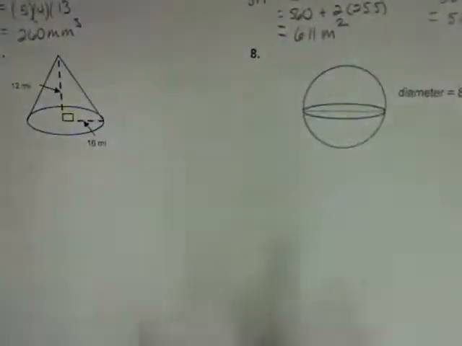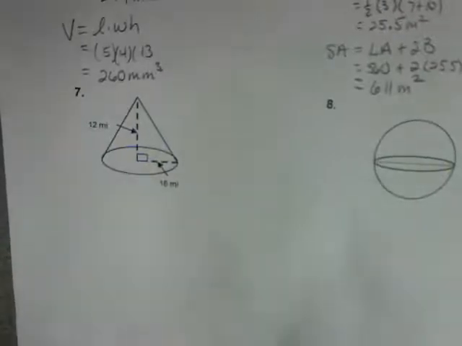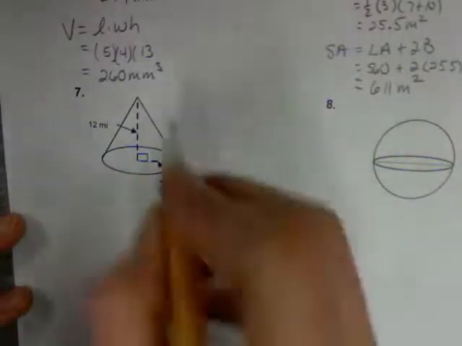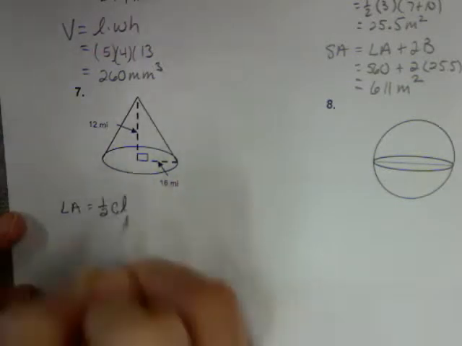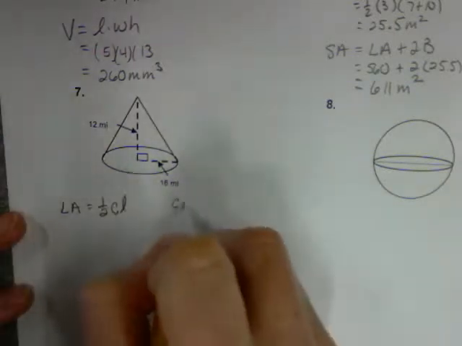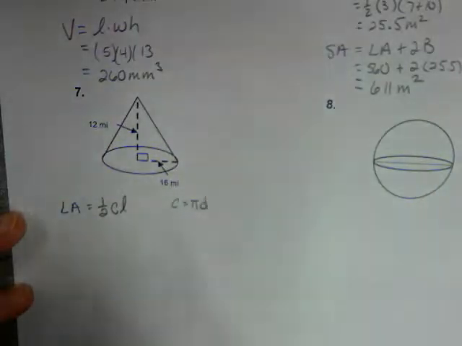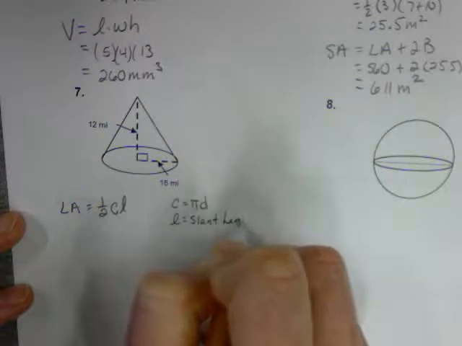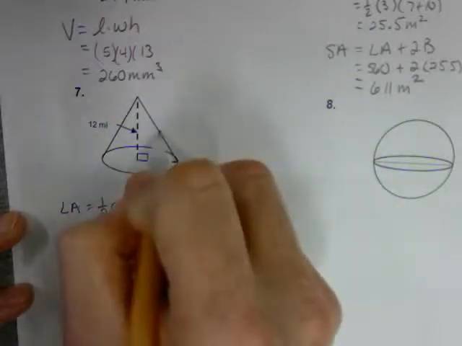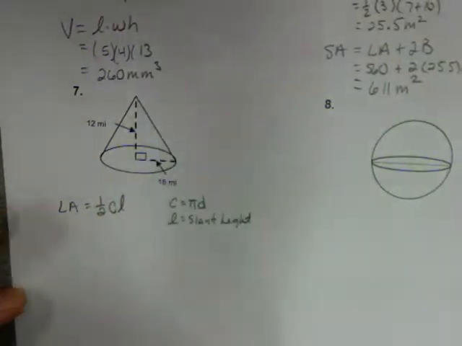Number 7 is a cone. So this is the formula you have to have memorized. The lateral area of a cone is 1/2 CL, remembering that C stands for your circumference, which is pi d, and L is your slant height. The slant height is right here. We do not have it, so we have to use the Pythagorean theorem to find it.